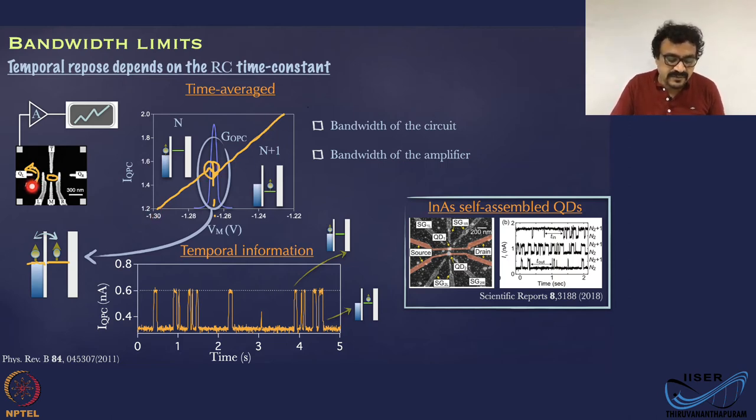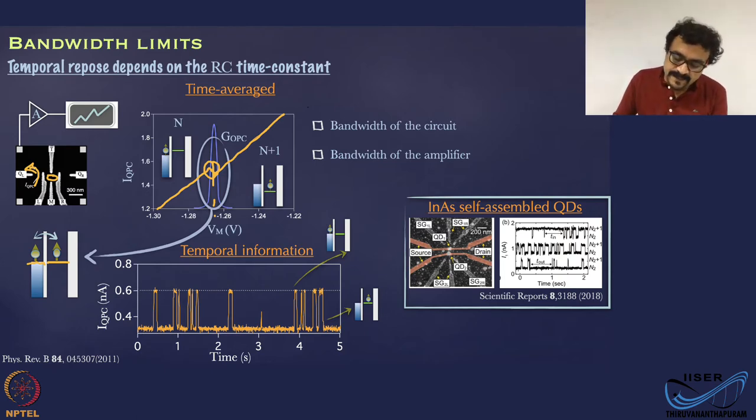That's what you are doing here. You are actually measuring the average current to the quantum point contact using some kind of amplifier, and you are plotting that. But if you try to observe what happens at this point as a function of time using an oscilloscope, you will see that the current through the quantum point contact, IQPC, exhibits a two-state behavior, where the low current state happens when the electron is inside and the high current state happens when the electron is outside.